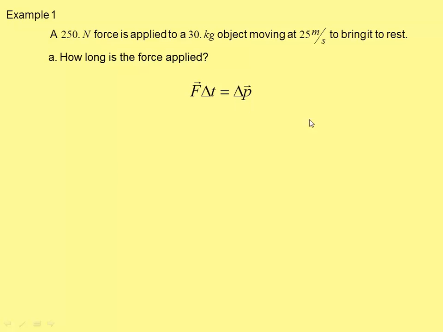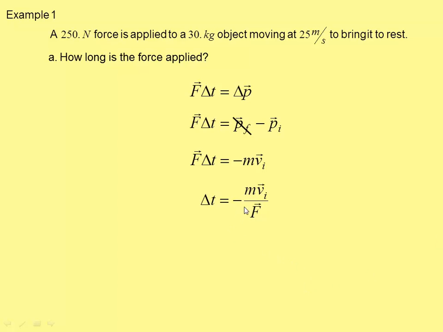Of course, change in momentum is final momentum minus initial momentum. And since the object is coming to rest, the final momentum is 0. Why? Because momentum is mass times velocity. If you don't have any velocity, you don't have any momentum. So plugging in mv_i for the initial momentum, solving, we get that the time you would need to apply this force is equal to the negative of the mass times the initial velocity over the force.